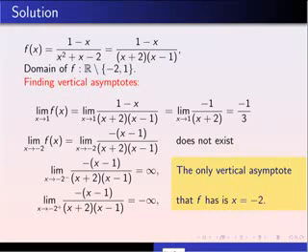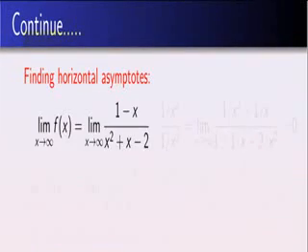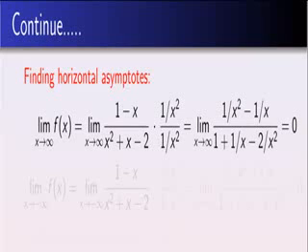To answer the question fully, we now need to find the horizontal asymptotes if they exist. To find the horizontal asymptote, you need to evaluate the limit of your function as x approaches infinity or minus infinity. So in the first case, to evaluate such a limit, we are going to multiply and divide by 1 over x squared, where x squared is the highest power of your denominator. That will yield that the value of this limit is going to be 0.